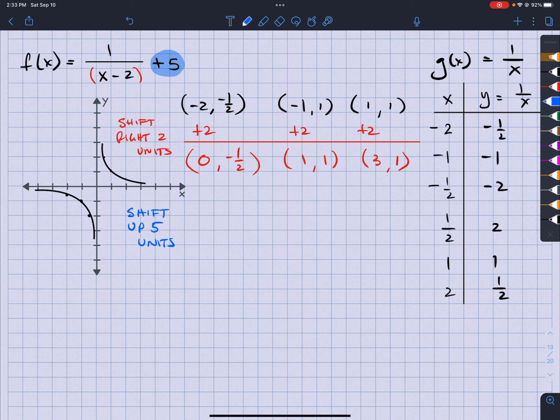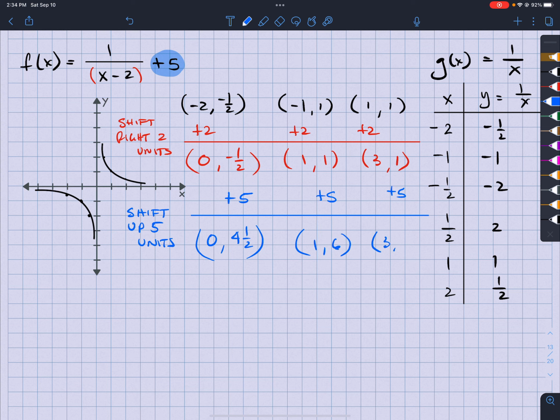So I'm now going to add 5 to the y value. Okay, so when I look at that, I'm going to have 0, and let me see, half plus 5, I'm going to get what? 4 and 1/2, right? And then I got 1 comma 6, and then I got 3 comma, that's going to be 6 as well.